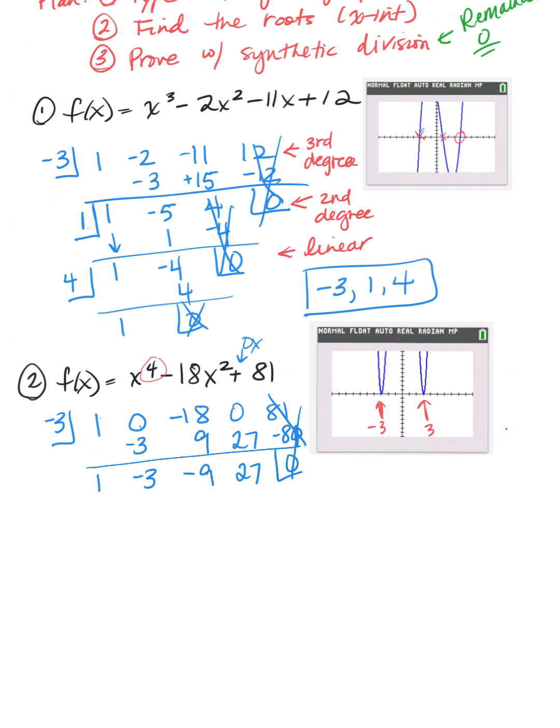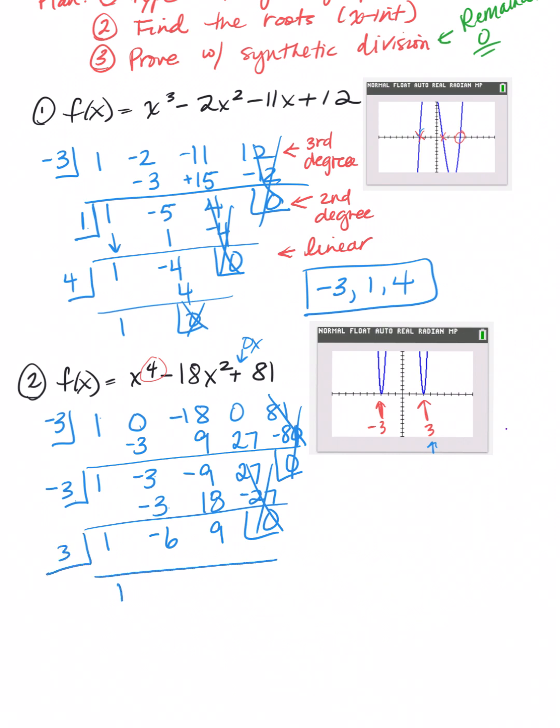Now, it's a double root, so I have to use it twice. So I'm going to use that -3 again. Let's see what happens. Bring that one down. 1 times -3 is -3. -3 plus -3 is -6. -6 times -3 is going to be 18. Negative 9 plus 18 is positive 9. 9 times negative 3 is negative 27, and I have a 0 remainder. Bingo. Now we're going to move to the other root, the positive 3.